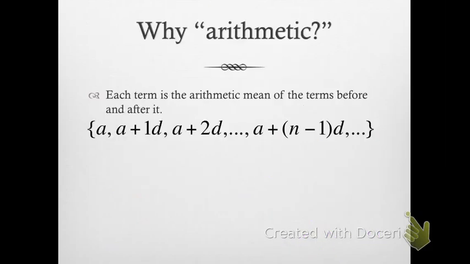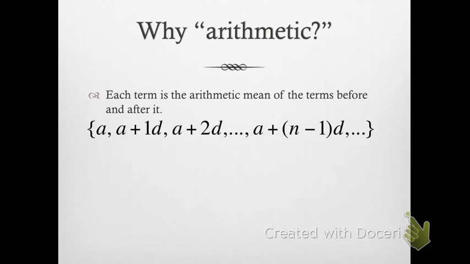So just one last thing, you might think, okay, arithmetic because we're adding every time, but actually it's called the arithmetic sequence because each term is the arithmetic mean of the terms before and after it. Arithmetic mean is the mean or average you've always taken. So let's take a quick look at that. So let's take any two terms.